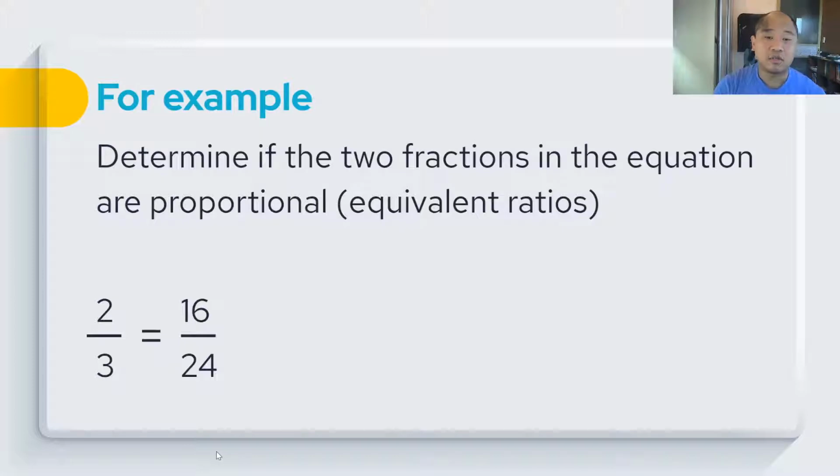So let's determine if the two fractions in this equation are proportional or equivalent ratios. This is just another word for that type of relationship. So how do we get from 2 to 16? Well, we multiply by 8. And if we multiply 3 by 8 also, then we would get 16 over 24. And yes, this is proportional.